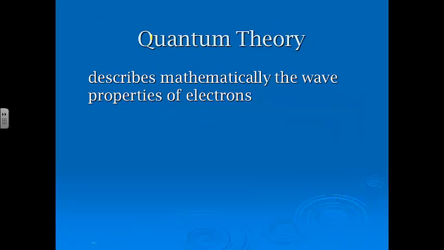Okay, with quantum theory, remember, theory is an explanation of something. That's how we define it in science. And quantum theory, what it attempts to explain is the wave properties of electrons. And I'll get there in just a minute as to why we can treat electrons like waves, but it uses a whole lot of math.